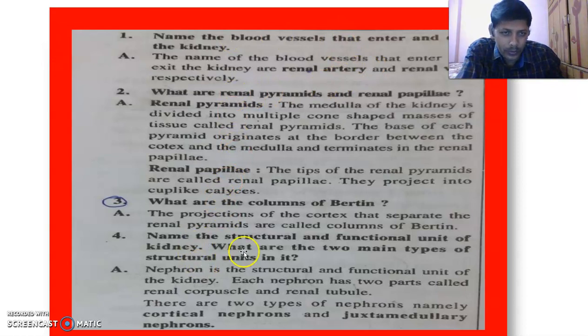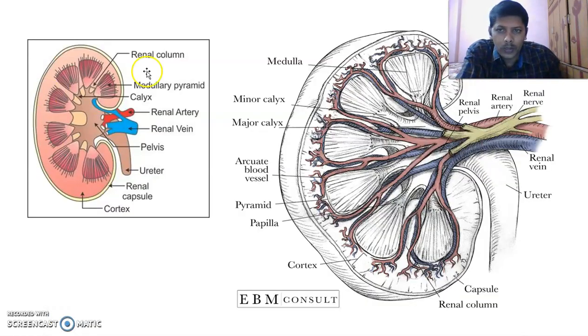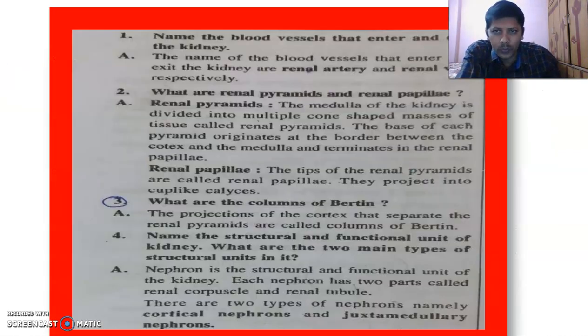I'm explaining four questions in this part. Name the blood vessels that enter and exit the kidney. It was given in previous IP exams. It is very easy. By looking at this diagram, you can understand which blood vessel is entering the kidney and which one is leaving the kidney. The one that enters the kidney is the renal artery. The one that leaves, this blue one, is leaving the kidney. It is renal artery, and this is renal vein. That is the first one, very easy one.